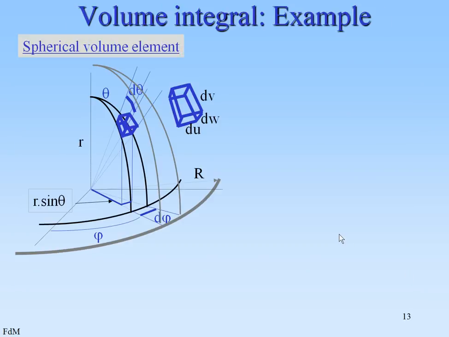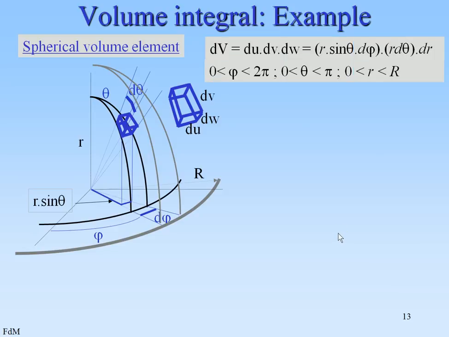Another example, spherical volume element. The volume element of that sphere is du dv dw. du is r sine theta d phi. That's this one here, du. Times the r d theta, that is this side, times dr, and that is this side.